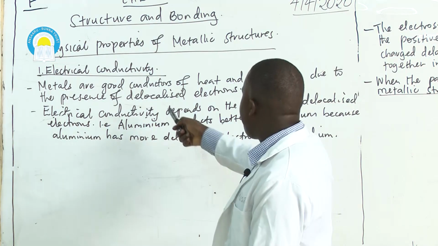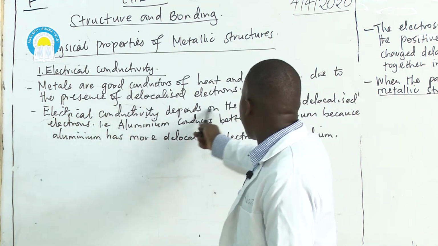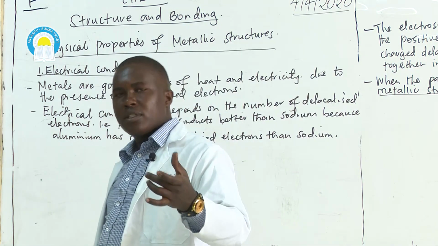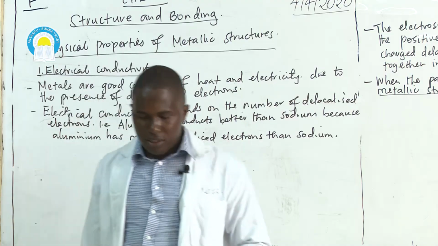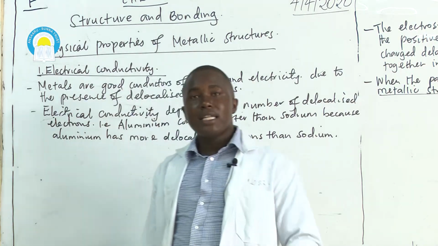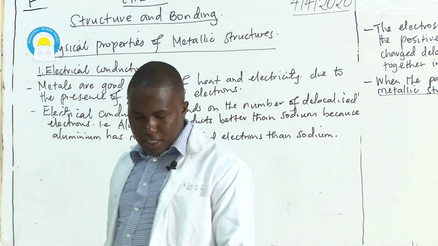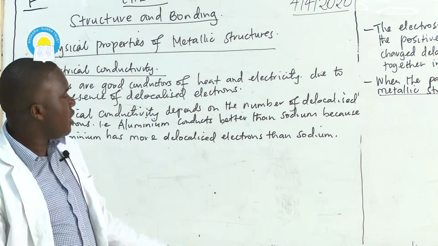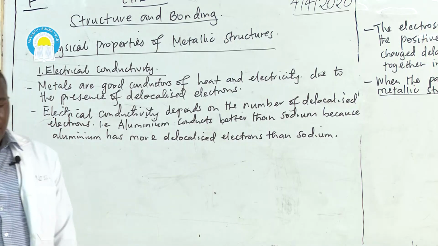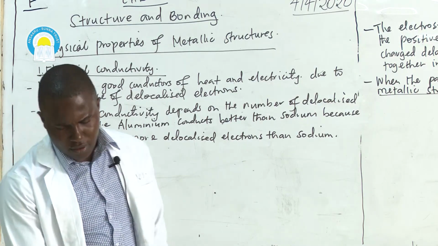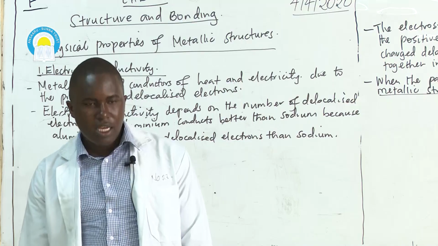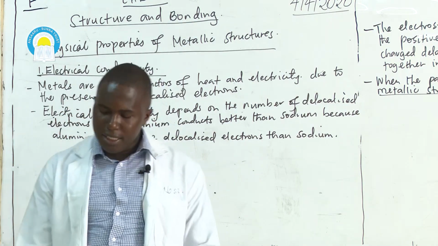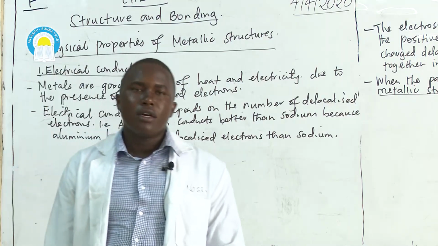So that explains the point that electrical conductivity depends on the number of delocalized electrons. The more the number of delocalized electrons, the better the conductivity. This can also explain why you find aluminum used to make cooking utensils like saucepans and cooking pans, because of its better thermal conductivity.